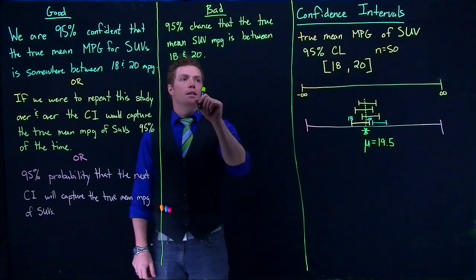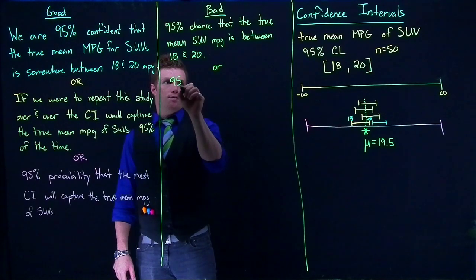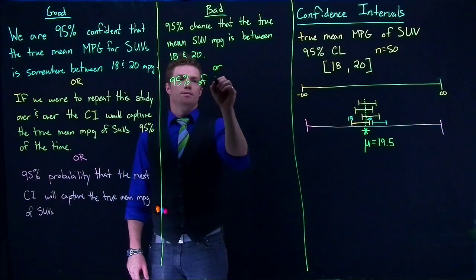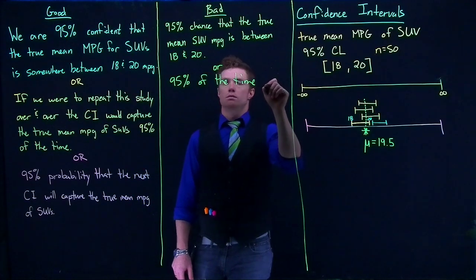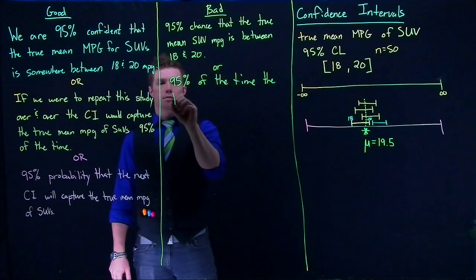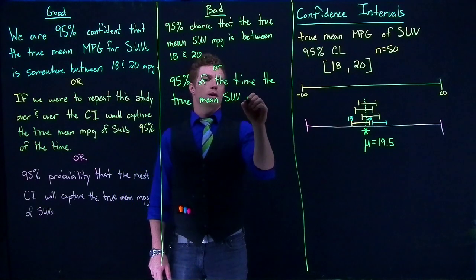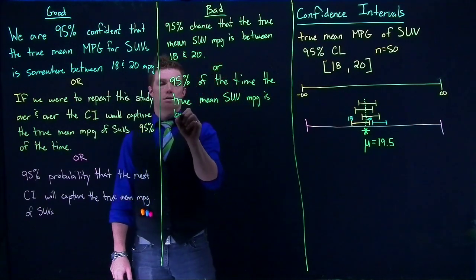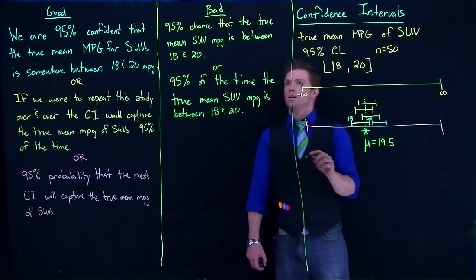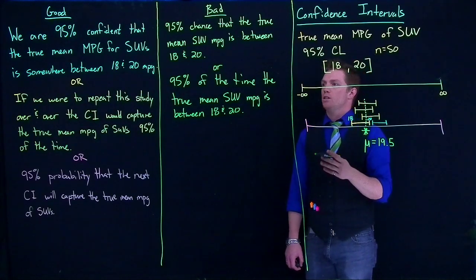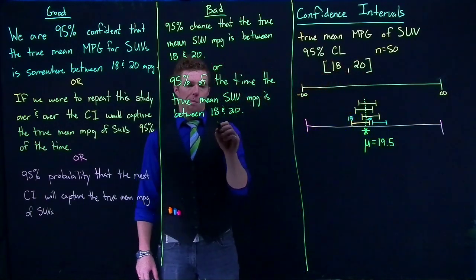Okay, we could say that of the time, we'll say the true mean SUV MPG is between 18 and 20. Okay, so this one is very similar. It's just instead of saying chance, we said 95% of the time. Very similar, same problem as above.